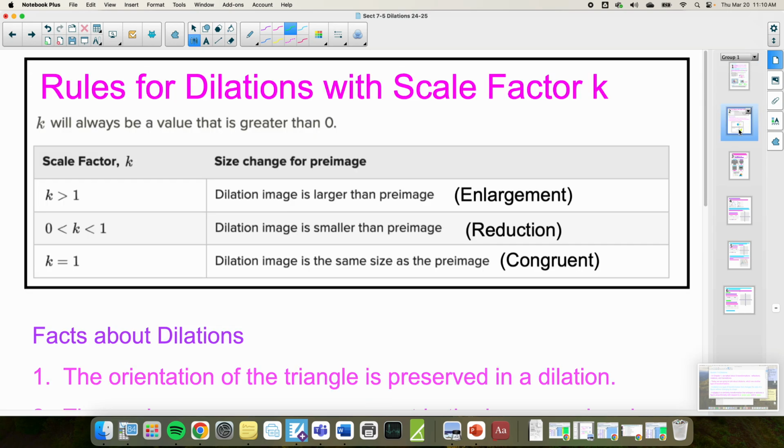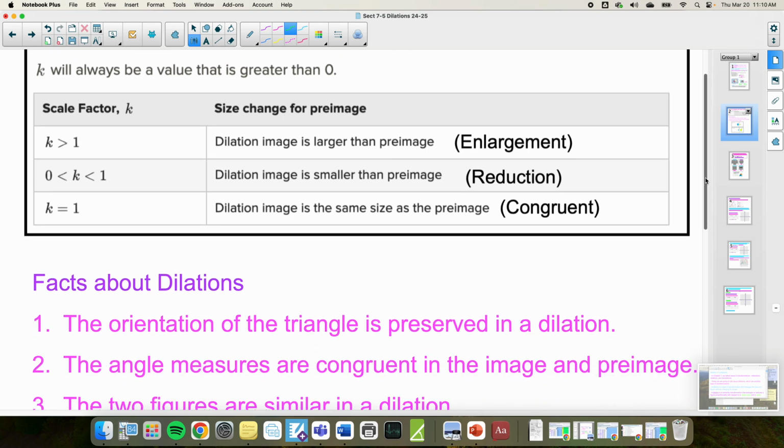Now I kind of talked about this already, but they use K for the scale factor. If K is ever bigger than 1, that means your dilation is going to produce a bigger figure. If your K is between 0 and 1, that means that your figure is going to get smaller. And then if K equals 1, that means your figure doesn't change at all. So if you had a scale factor of 1, your pre-image and your image would be the same thing, okay?